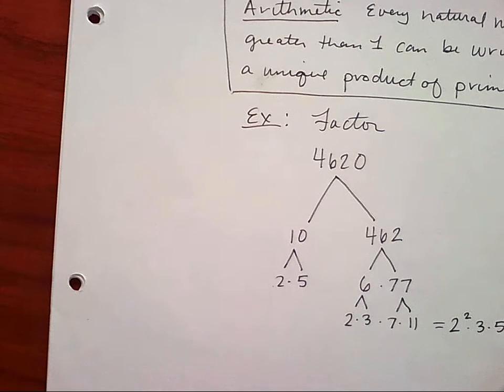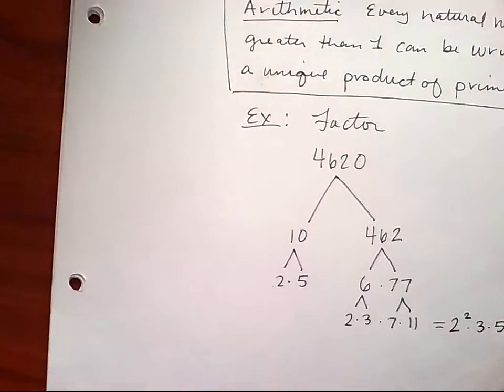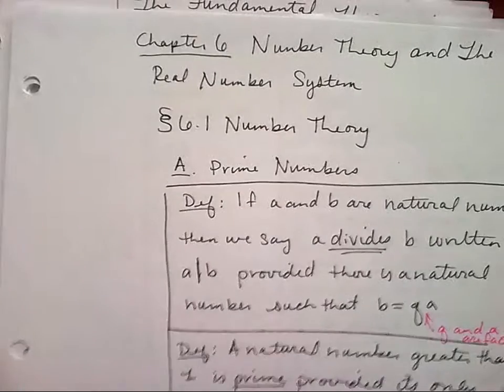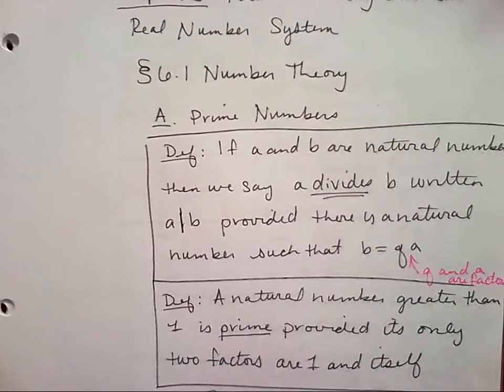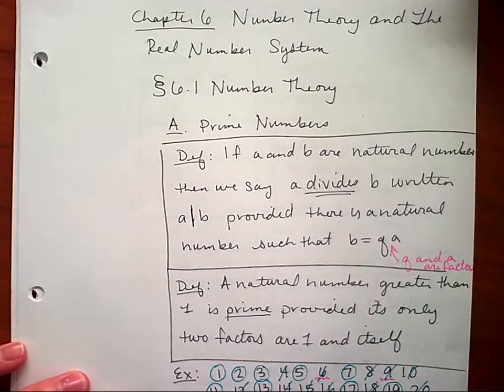Continue with 6.1. So 6.1 was number theory. We talked about prime numbers. A number is prime if its only two factors are 1 and itself.